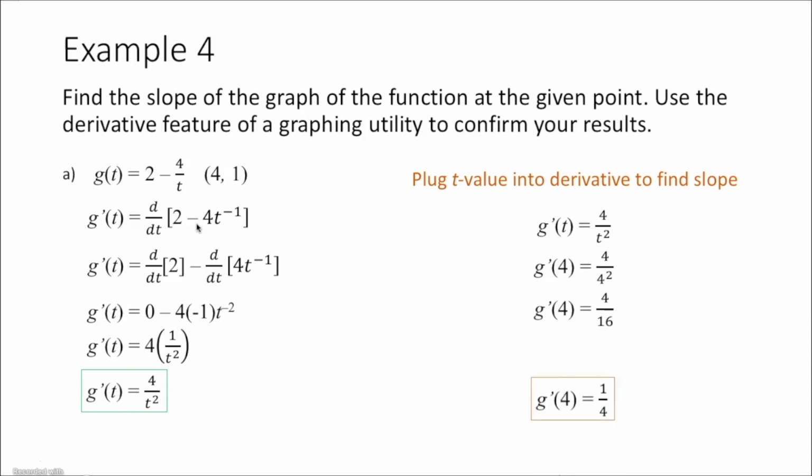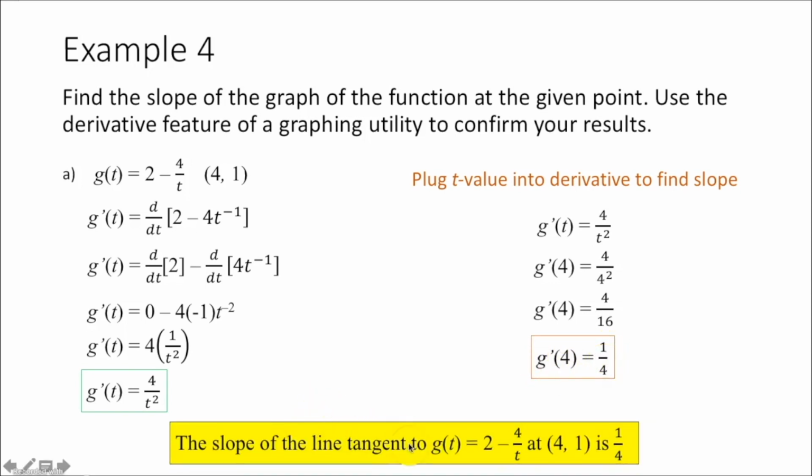Simplify, and I end up getting g prime of 4 is equal to 1/4. That means that the slope of the line tangent to our particular function, g of t, at (4, 1) is 1/4. Or the slope of the graph of our function, g of t, at (4, 1) is equal to 1/4.